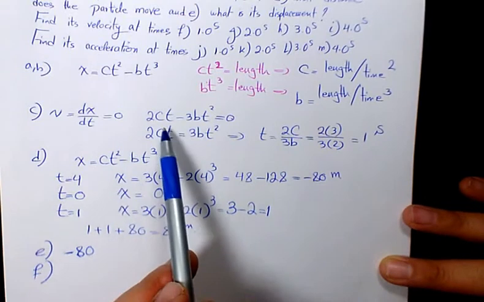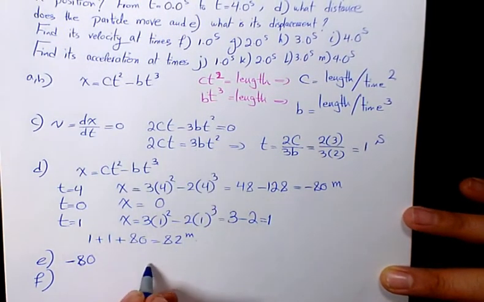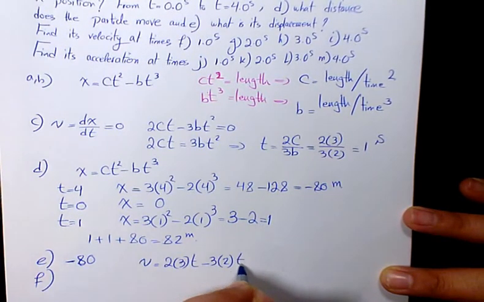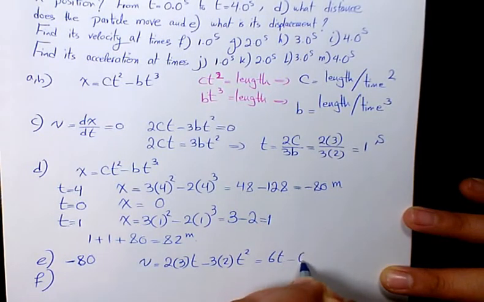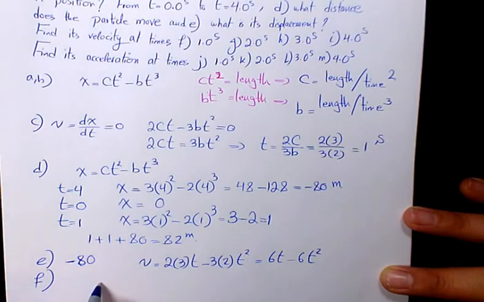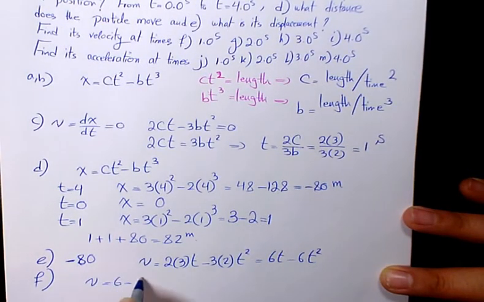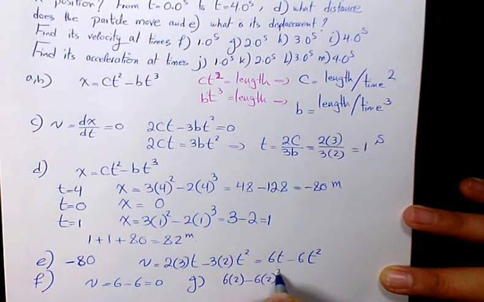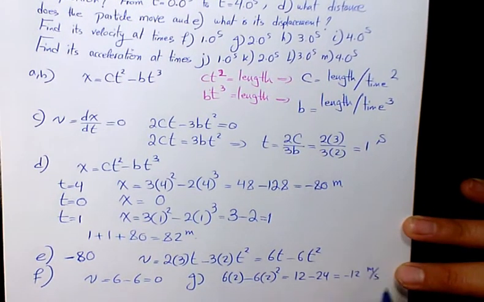Part F. It says find the velocity at different times. The velocity, we got the equation here. I'm going to write it again. It is going to be 2c, which is 3t, minus 3 times 2t squared, which is 6t minus 6t squared. So v at 1 is going to be 6 minus 6. That's going to be 0. G is going to be at 2. 6 times 2 minus 6 times 2 squared. It's going to be 12 minus 24. That's going to be negative 12 meters per second.